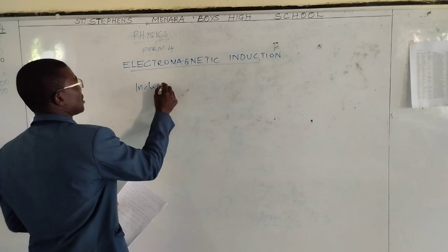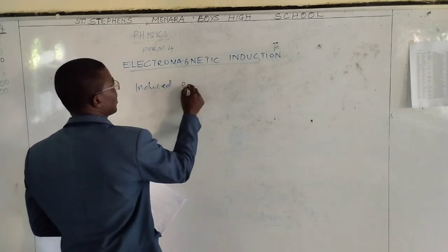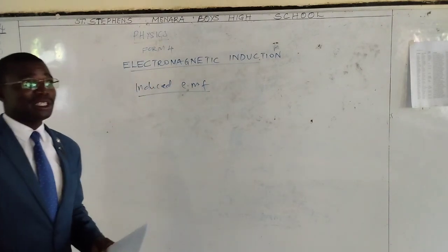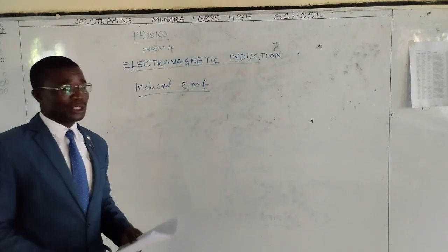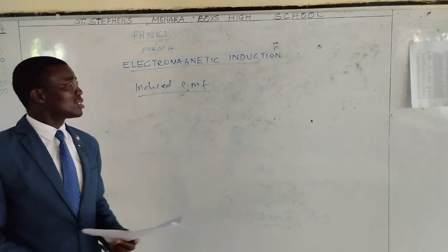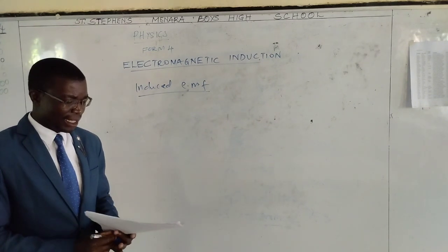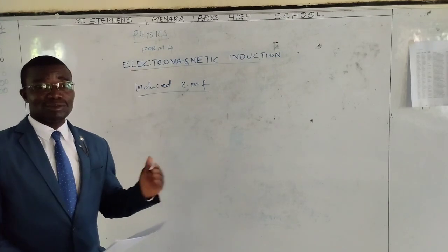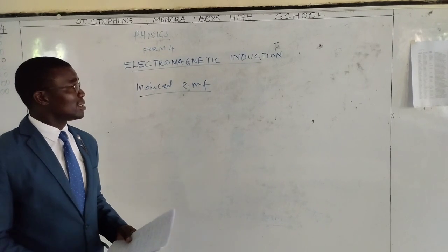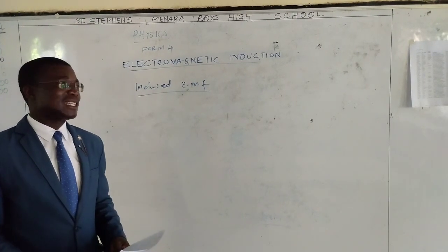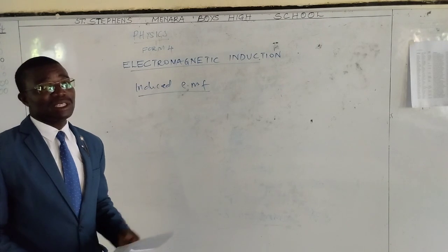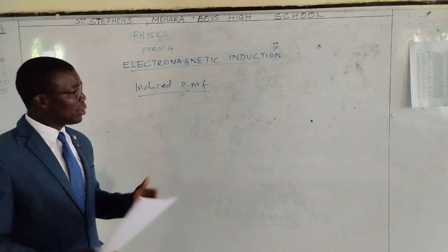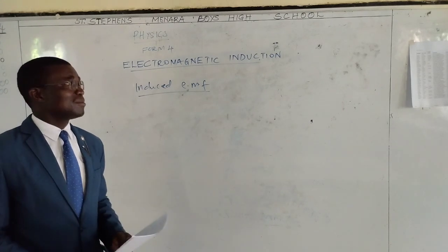Induced electromotive force. For there to be induced electromotive force, there are conditions which must be there. This condition is such that there must be relative motion between the conductor and the magnetic field. How can we have relative motion?